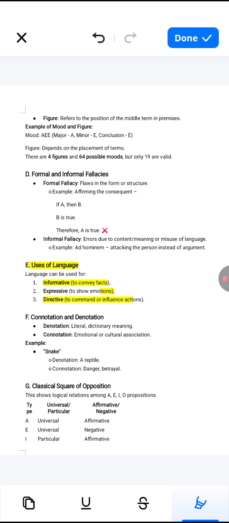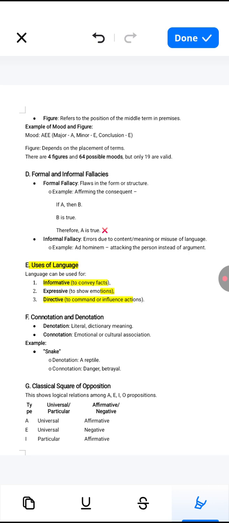Next we have contrary. Contrary means A and E cannot both be true, but both can be false. Next we have subcontrary. That means I and O cannot both be false but can both be true. Next we have subalternation: A and I, and E and O. Truth flows downward and falsity upward. This logical relationship is very important from the exam point of view, so you have to remember this.